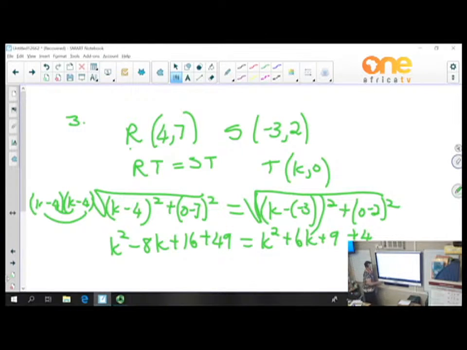That's okay, so this time if I bring this one over, the K's will fall away. So plus 6 minus 8 is minus 14K is equal to, and what is 16 plus 49 minus 9 plus 4? 16 plus 49, and then minus 13. 52. And what is then the value of K? 3.71. So this is asking it a little bit more difficult, not just straightforward the length.